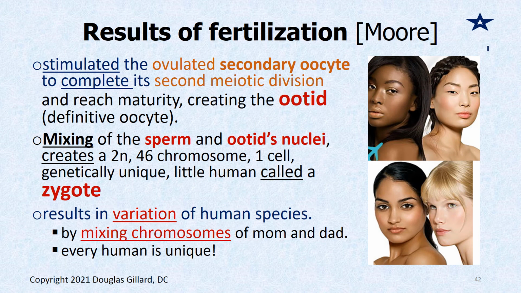What is fertilization? What have we accomplished? Well, we stimulated the ovulated secondary oocyte to mature by sticking a sperm inside of it, and it became an ootid, or a definitive oocyte. So we've matured the oocyte to its fullest. We've also mixed the sperm and the egg's genetic material to create a real human cell, which has the correct number of chromosomes. It has 46 chromosomes, or 23 pairs of chromosomes, AKAs for each other. Its diploid number is 2n, and we've created the first little human called a zygote.